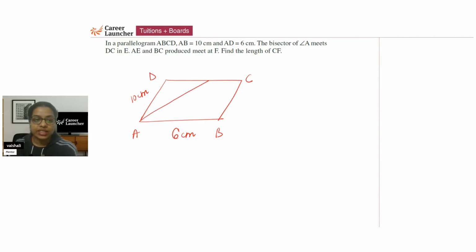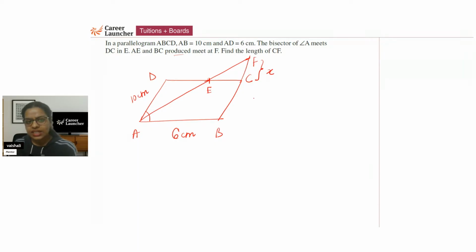Now they are saying the bisector of the angle. It meets CD at E such that AE and BC when produced, means just to extend both of these lines. So where will they meet? Somewhere here, which is going to be F. Now they are asking us what is this length CF, assuming it is X.